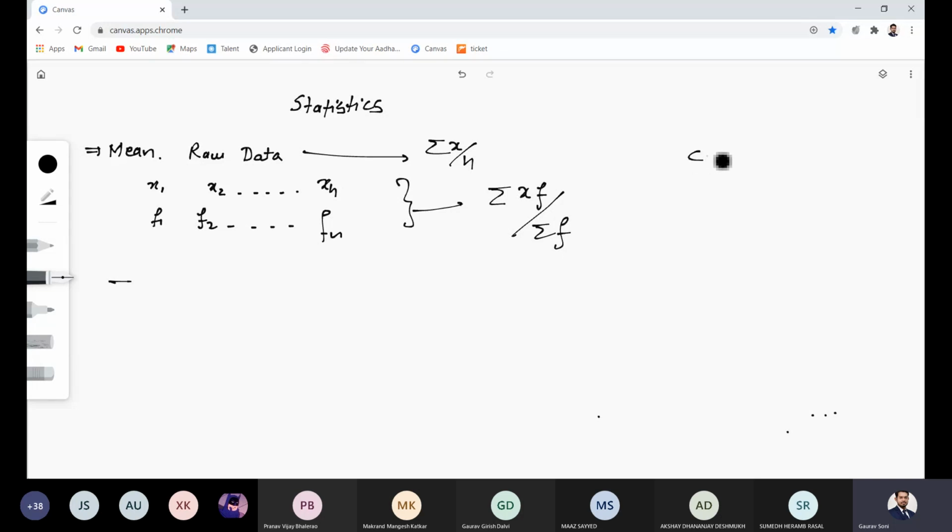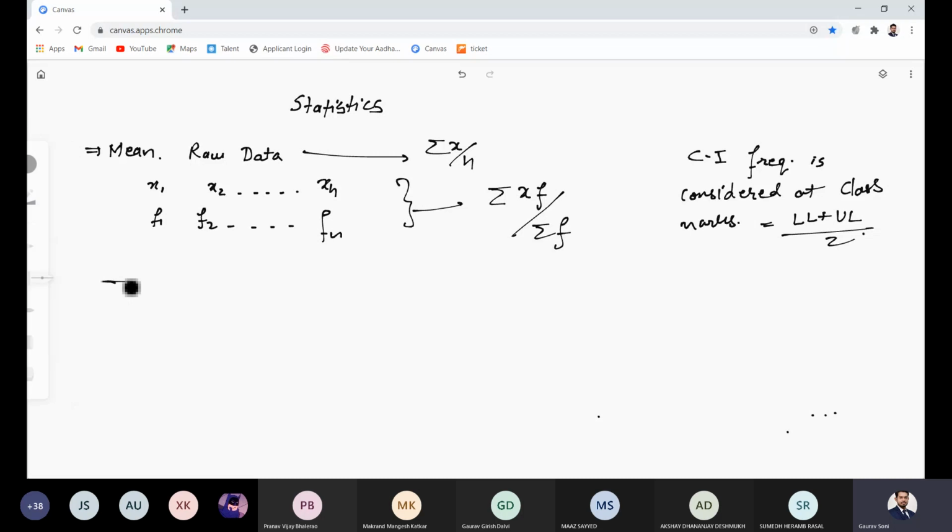If class interval is given, then the frequency is considered at the class mark, and the class mark formula is lower limit plus upper limit divided by 2.